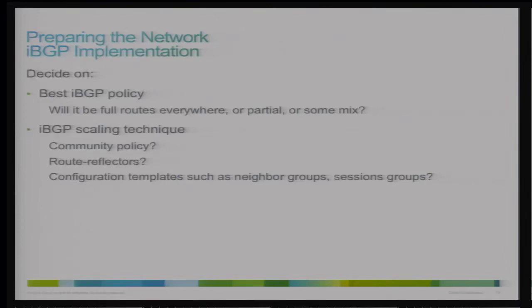So you have to decide on IBGP policy, whether to use IBGP everywhere or partial or mix. Also, whether your IBGP routers will carry the full internet table or partial table or a mix. In some cases, you will have to decide what type of communities you want to use, whether to use route reflectors. You have to come up with your own community policy. For route reflectors, you have to generate configuration templates, and we'll discuss some of those.